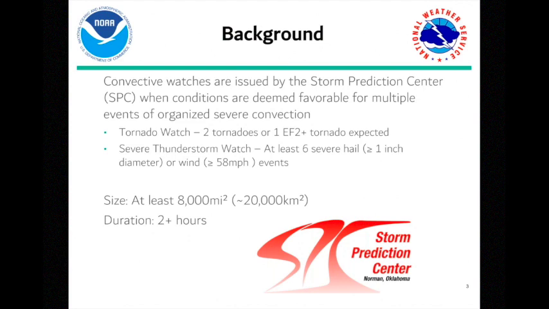Convective watches are issued by the SPC when conditions are deemed favorable for multiple events of organized severe convection. So for a tornado watch, this would be if 2 tornadoes or if 1 EF2 tornado or stronger is expected. And for a severe thunderstorm watch, this is if at least 6 events of severe hail or severe wind are expected. And this should be for a size of at least 8,000 square miles for a duration of at least 2 hours.